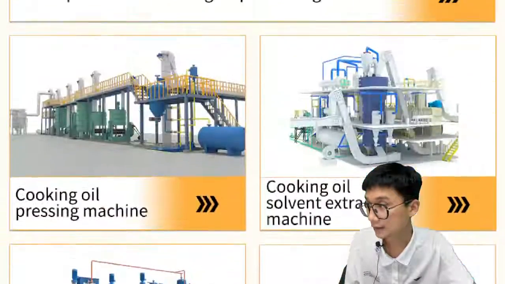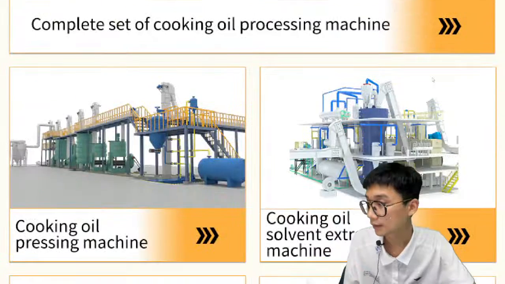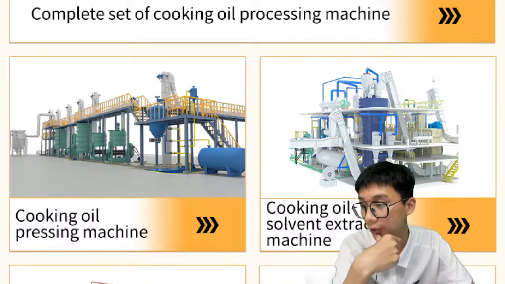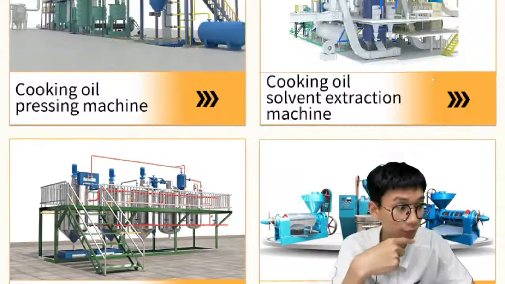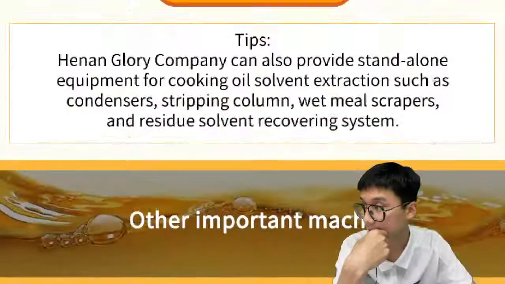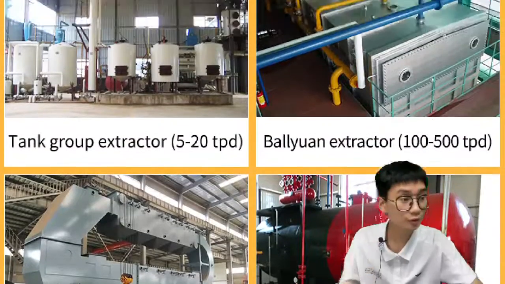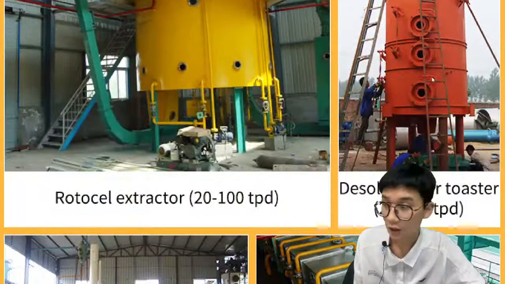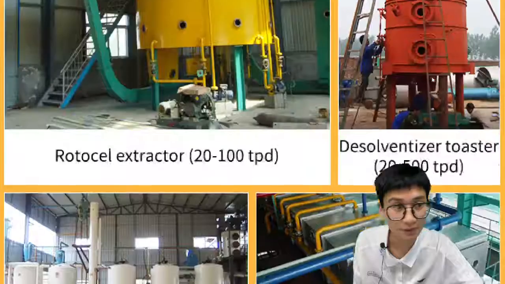And yes, here. This is our cooking oil pressing machine, and also our cooking oil solvent extraction machine, cooking oil refining machine, and cooking oil press. We can provide equipment of different capacities, from 1 ton per day to even 100 tons per day or 500 tons per day.